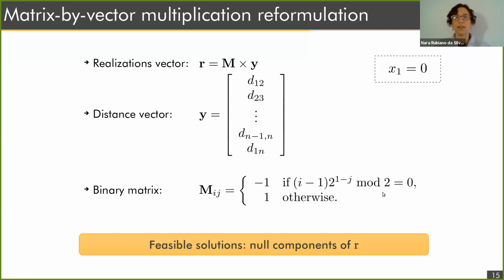And then we can use this realizations vector in the end to check very simply the feasibility of the candidate solutions by looking at each of the elements of R and checking if there's an element equal to 0, remembering that we take the vertex position of the first vertex to be 0.